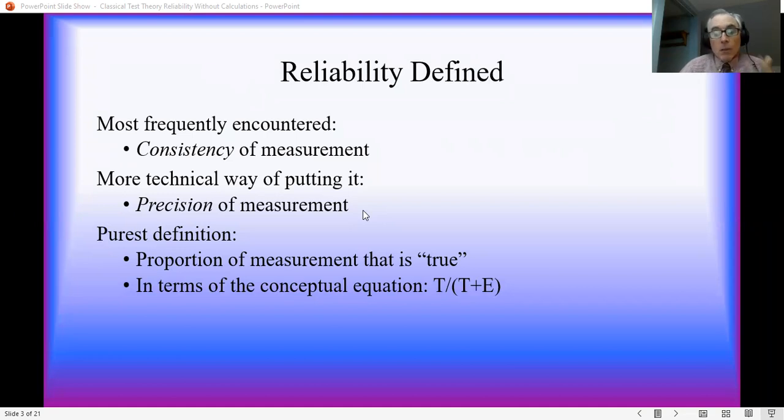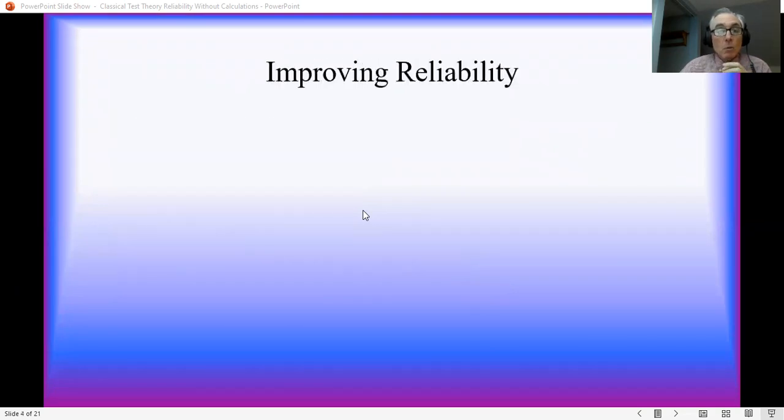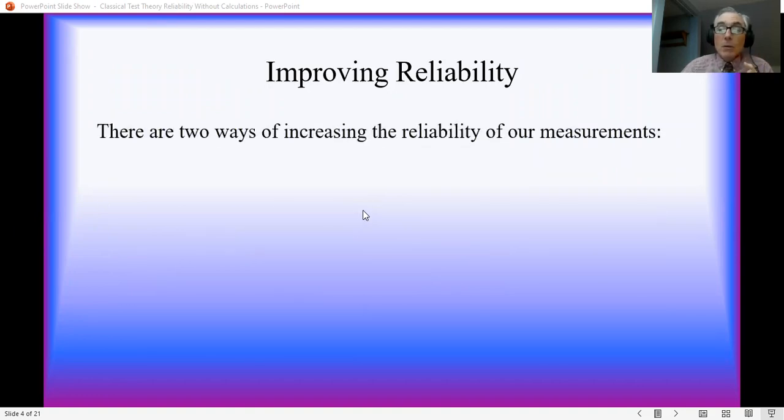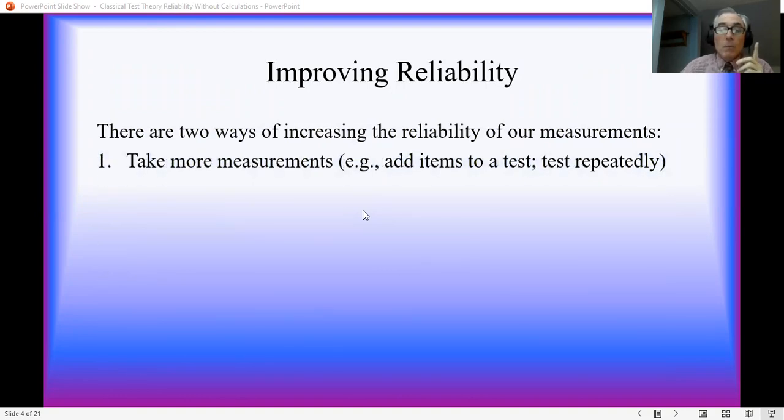Now, the conceptual equation that the result is equal to truth plus error is purely conceptual, but there are ways of calculating what we call reliability coefficients, which we'll get to in just a moment. Of course, we want our measures to be as reliable, as precise, as consistent as possible. If you stick around for several more of these presentations, you will hear me say this probably on several occasions. There are really only 2 ways of doing that. You want a better test? One option, make it longer.